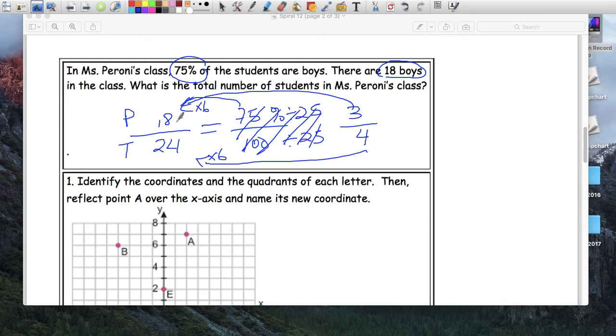So 18 boys out of how many kids in the class? 24. Even if they didn't ask you, the difference, 24 total and 18 boys, means that we have only 6 girls in this class. Okay, and 75% are boys, which also means that 25% are girls.